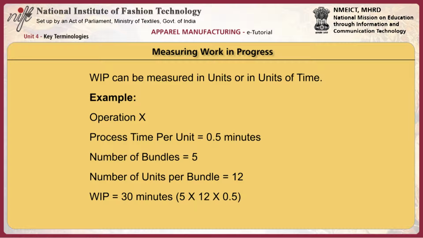For example, if you know that an operation X takes 0.5 minutes per unit to process and we have 5 bundles of 12 units each, then we have 30 minutes of WIP for that operation. That is 5 into 12 into 0.5. In some factories, you can find some operations that have days of inventory waiting to be processed. This is unacceptable for many reasons.